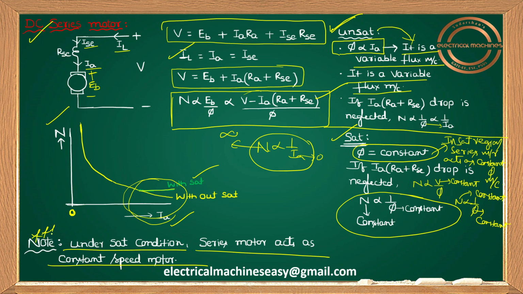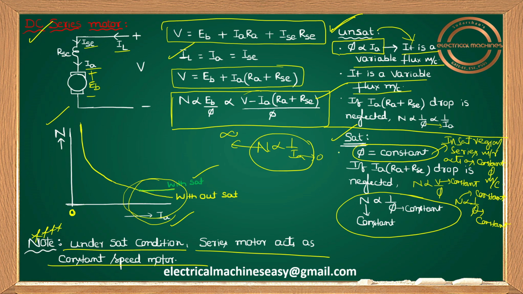Generally, a series motor cannot be called a constant speed motor. What is the reason? Under no load condition, what is the value of speed? It is infinite. At full load condition, speed is reduced. There is a wide range in speed from no load to full load. That's why a DC series motor can be called a variable speed motor, no doubt in that. But in the saturation region, since flux remains constant, and I'm just neglecting the IA into RA plus RS drop, and supply voltage is almost constant, your N value remains constant. So obviously I can say that under the saturation region, the series motor acts as a constant speed motor. Very important, just try to understand.